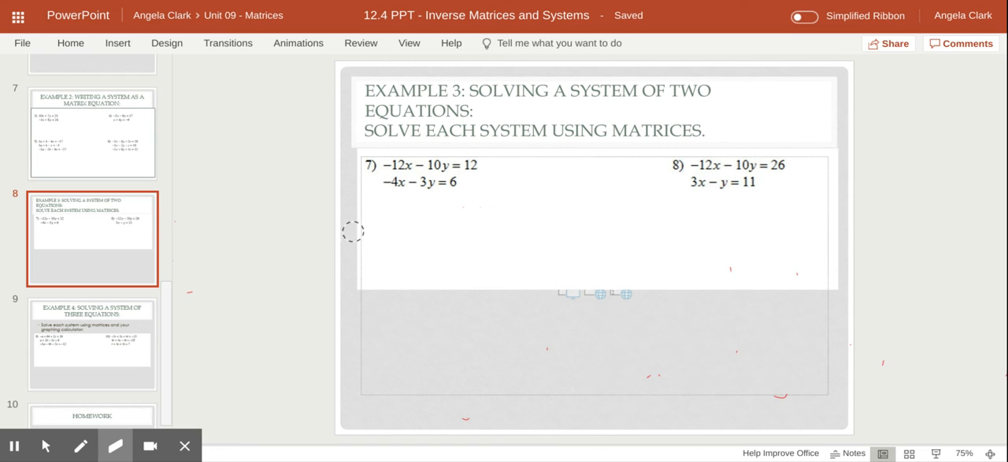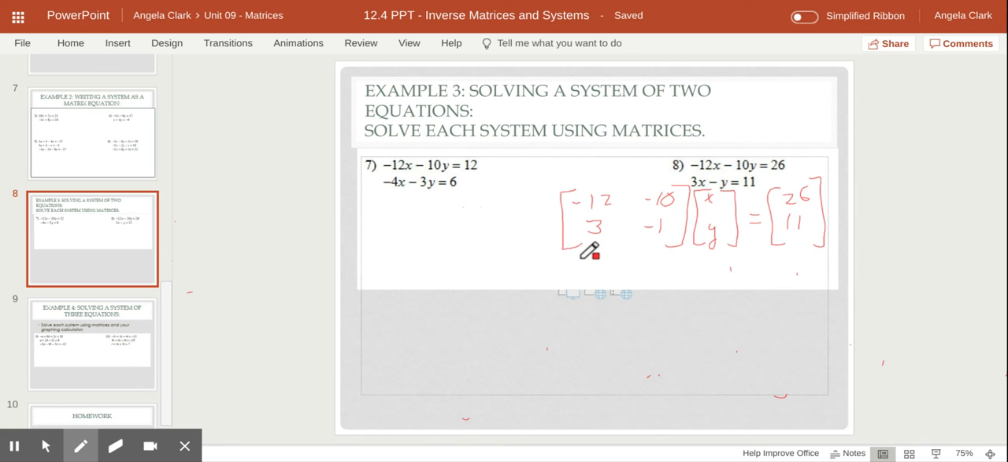Okay, so I'm going to set up my equation. So I have the coefficients, and then the variables, and then the constants. And the first thing I need to do is find the inverse of this, and to do that, I need to find the determinant.